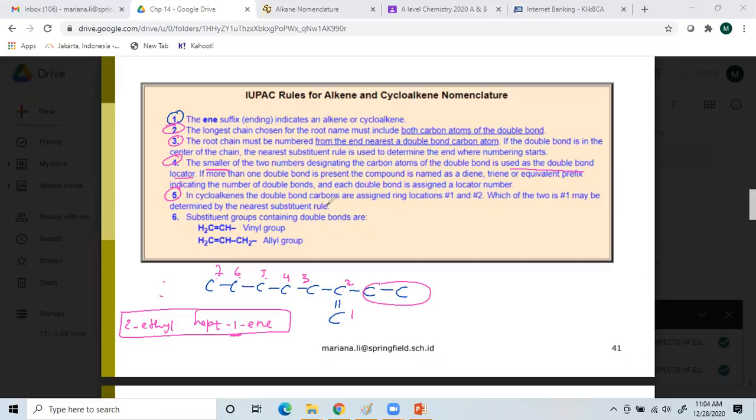In cycloalkene, the double bond carbons are assigned ring locations 1 and 2. Let's say if I have a cycloalkene like this, this should be carbon number 1. This should be carbon number 2. Okay? Which of the two may be determined by the nearest substituent rule. So let's say now I have this CH3. Okay, which one is carbon number 1? Okay, if I choose this as carbon number 1, the substituent will be located at the 4th carbon, right?